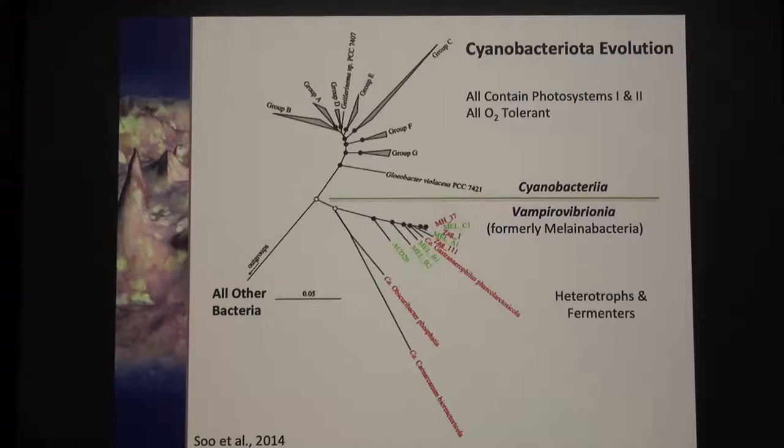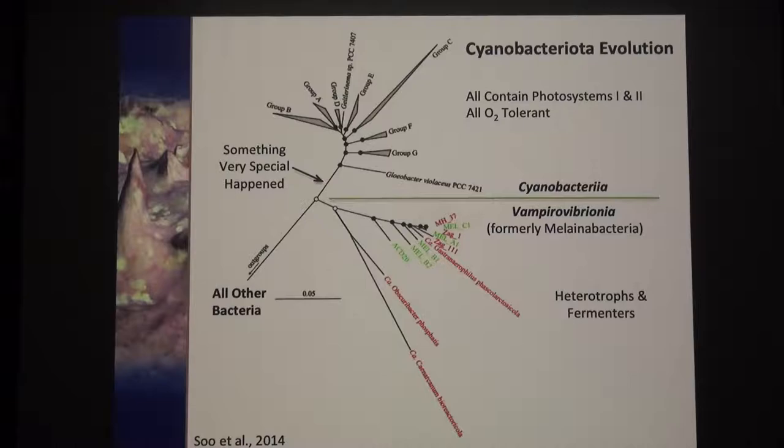So we have this question. If you look at their environment, obviously in your gut, they're not going to be photosynthetic. So is it a bias in sampling? Maybe the ancestors were photosynthetic, and the ones in the guts lost that ability. Or maybe something very special happened to allow oxygenic photosynthesis between the melanobacteria and the cyanobacteria.